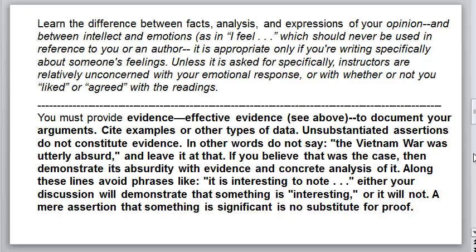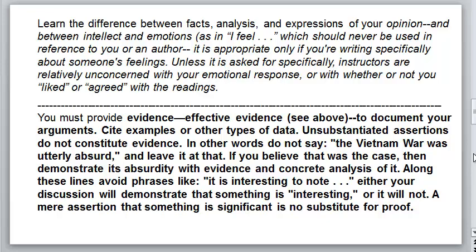The next part, you must provide evidence, effective evidence, to document your arguments. So read above. Don't just say something and leave it without any kind of evidence. This is, of course, the second part of your analysis or part of your grade. If you say a statement, you want to tie it together with the data. You want to prove it. So if you don't have proof, don't say it. And if you do have proof, say it in a third person type of direct way.